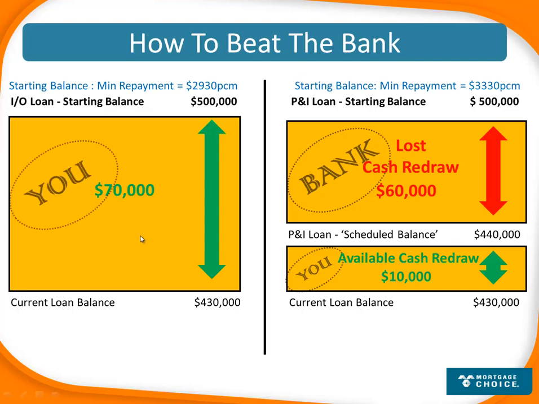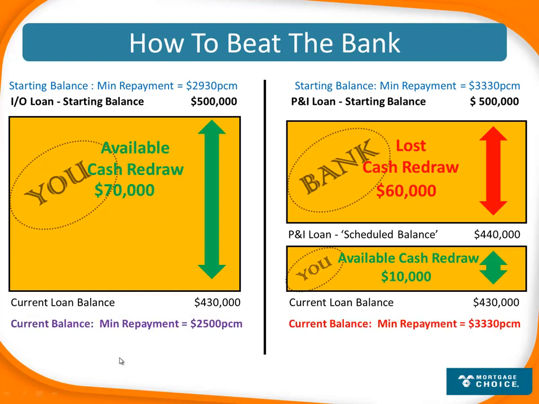Why would you ever set your loans up so that you're giving the bank $60,000 of your hard-earned principal reductions when you can set yourself up with available cash redraw of $70,000 for doing absolutely nothing different to having a principal and interest loan set up? This is one thing that I like to educate people on. So let's take that a step further.